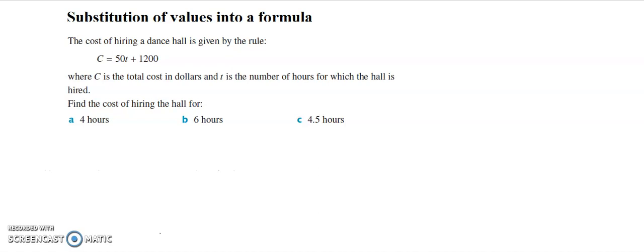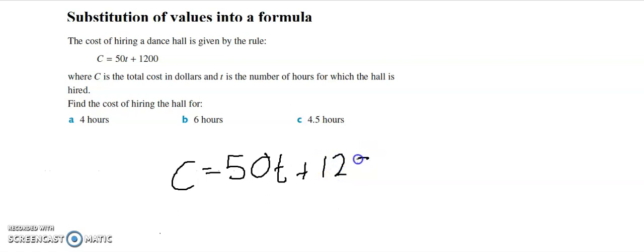Substitution of values into a formula. When we are doing this, this is another way of saying we are evaluating, which means we are looking at the formula we are given, the rule, which is C equals 50T plus 1,200.